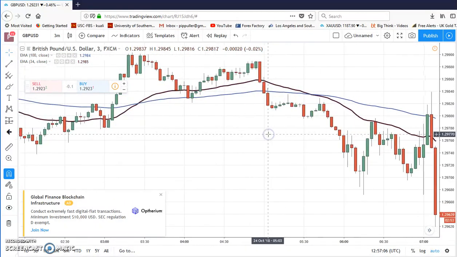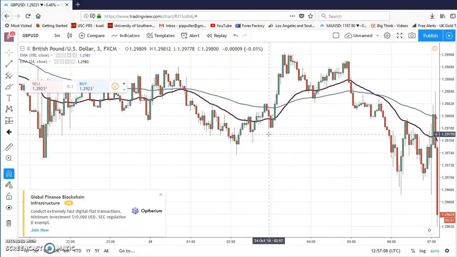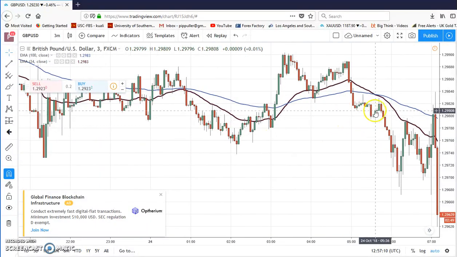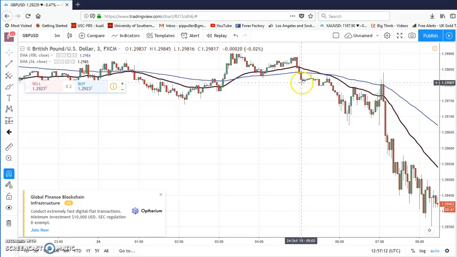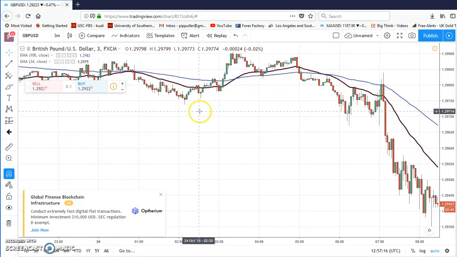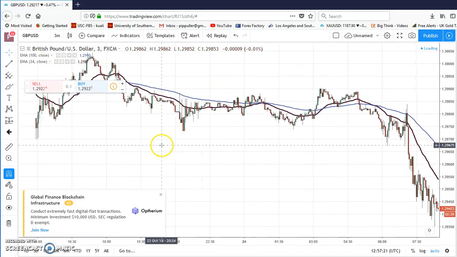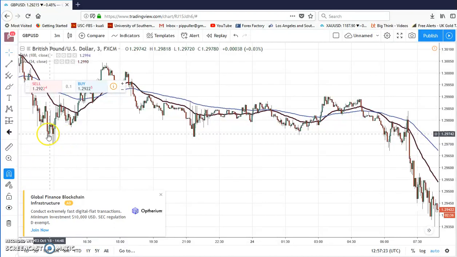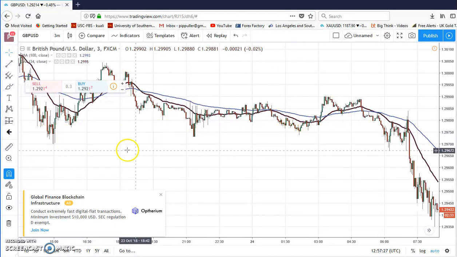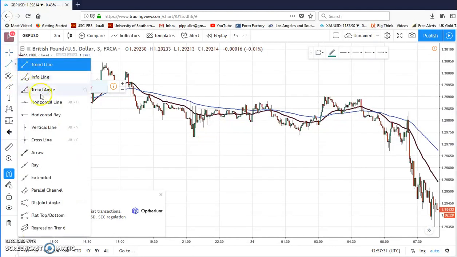It also helps to draw some support and resistance lines, because you don't want to just get in on this negative candle if it's at a strong support. What you want to do is maybe scrunch it up here. See this area here, touch here, touch here, touch here. So this seems to be a very good support. So you can draw a line. Horizontal.